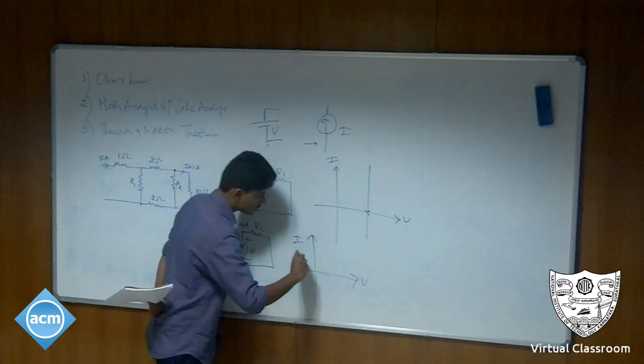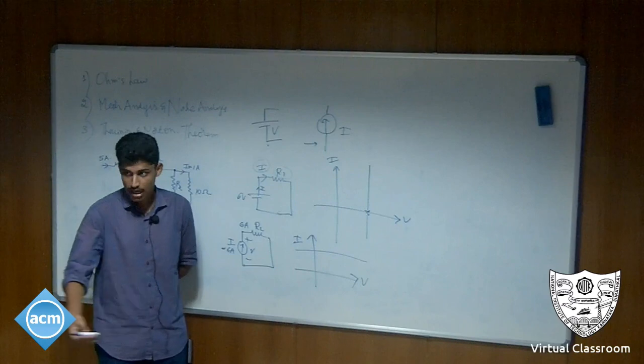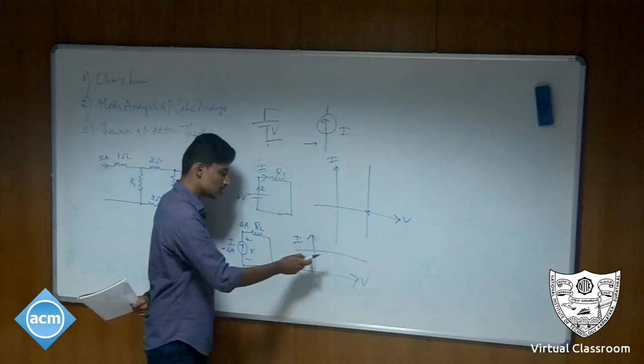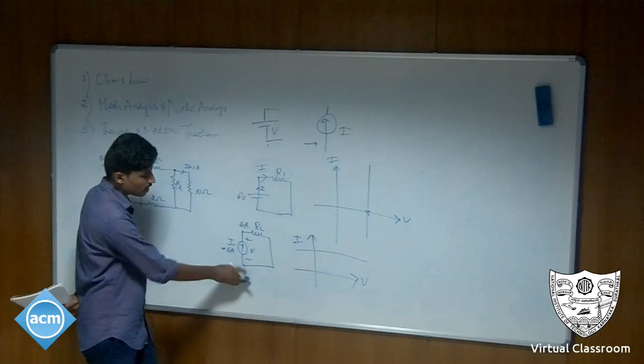It will be a horizontal line. Correct. Irrespective of the voltage, the current always remains constant. This is an ideal current source.